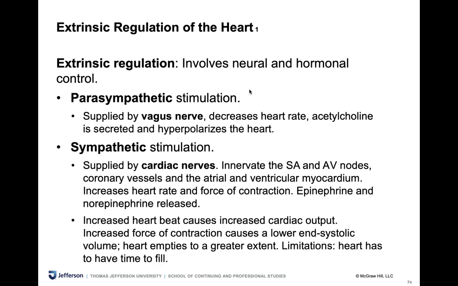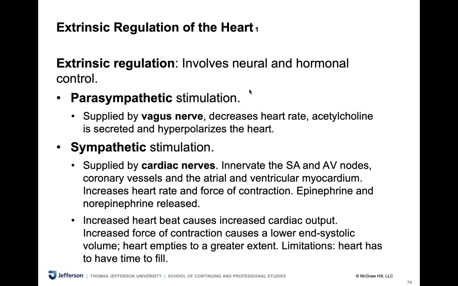With your extrinsic regulation, this will involve both neural and hormonal control. The parasympathetic stimulation is going to be supplied by the vagus nerve. It decreases heart rate; acetylcholine is secreted and hyperpolarizes the heart.